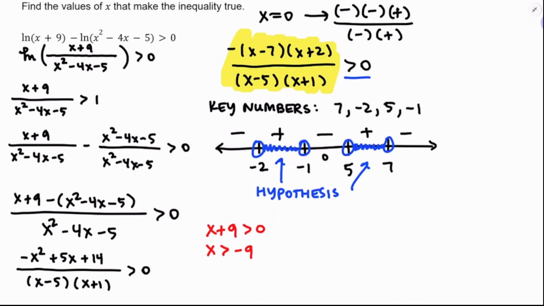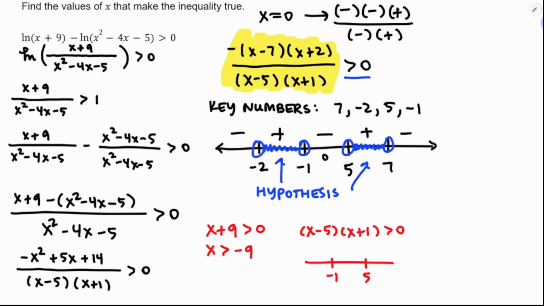Okay, the other thing that can happen is I need x squared minus 4x minus 5, which I'm going to factor, x plus 1. I need that to be positive as well. And yeah, I don't know if you solve this with a number line, negative 1 and 5. I think that's a little much.